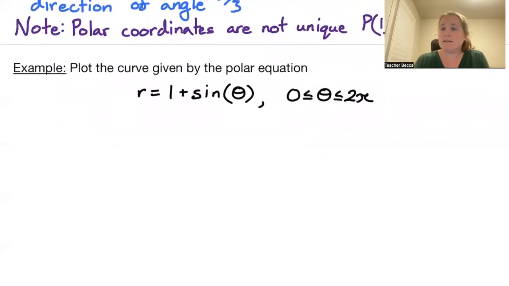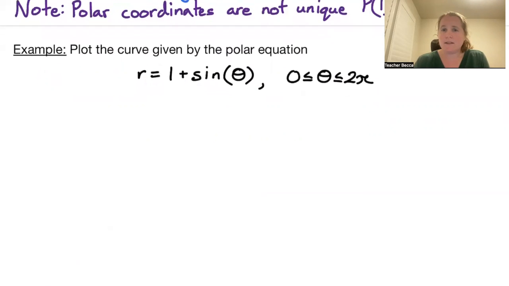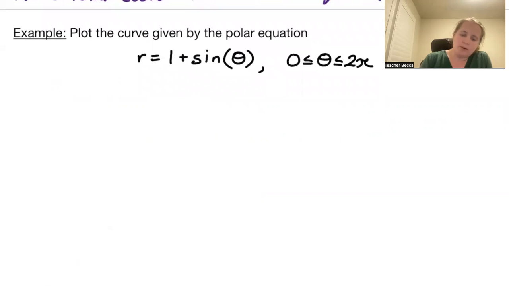So let's go ahead and just see what happens. We're going to plot the equation r equals 1 plus sine of theta on the domain 0 is less than or equal to theta is less than or equal to 2π and see what we get. So let's plot points.